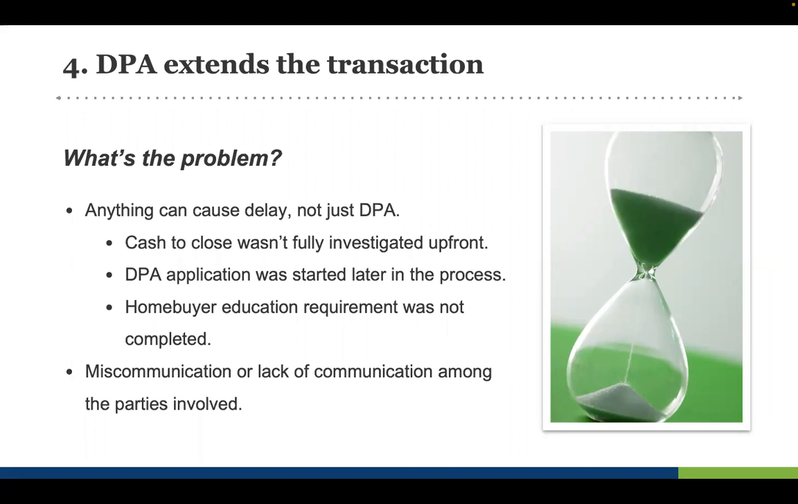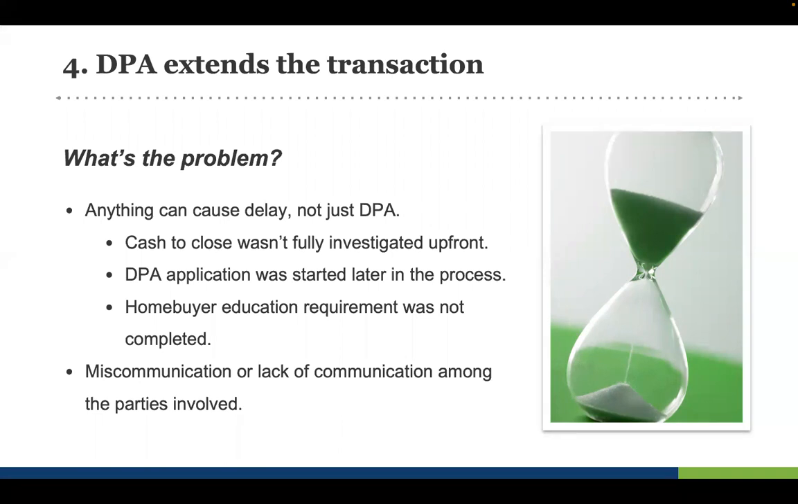Somebody didn't set that expectation up front and make sure that knowing the DPA and knowing this was a requirement, that the buyer went and got that class done. Or cash to close was not fully investigated up front when they were getting pre-qualified. Come to find out down the road, they went and signed a contract and oops, we got to update bank statements. The money's not there. That's not the fault of the DPA. The DPA is actually the solution in that scenario. It's what's going to save that loan and save that transaction and make it happen, because we can go find a solution that, quite frankly, should have been investigated earlier on in the process.